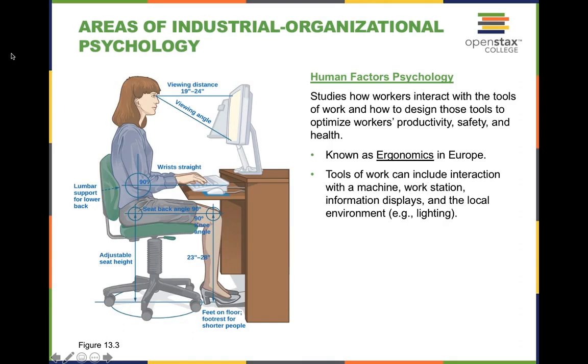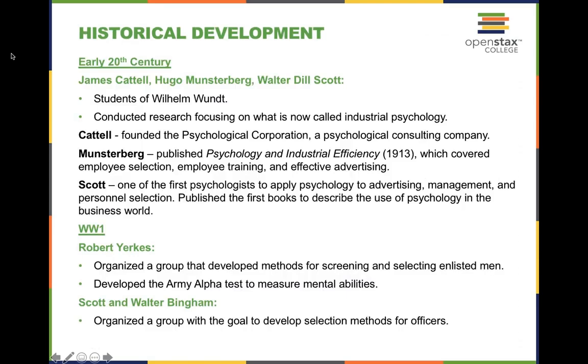Okay. When it comes to the areas of industrial organizational psychology, we have a category known as human factor psychology. This studies how workers interact with the tools of work and how to design those tools to optimize workers' productivity, safety, and health. This is known as ergonomics in Europe. Tools of work can include interaction with a machine, workstation, information displays, and the local environment. For example, lighting.